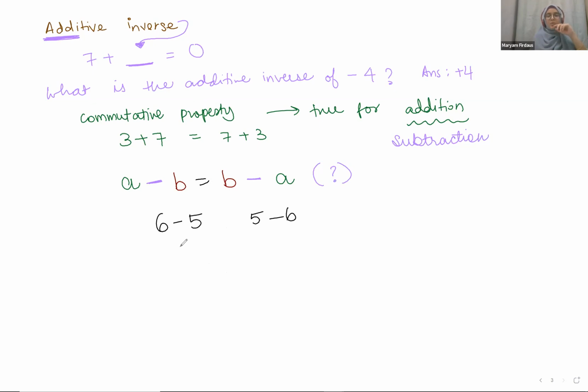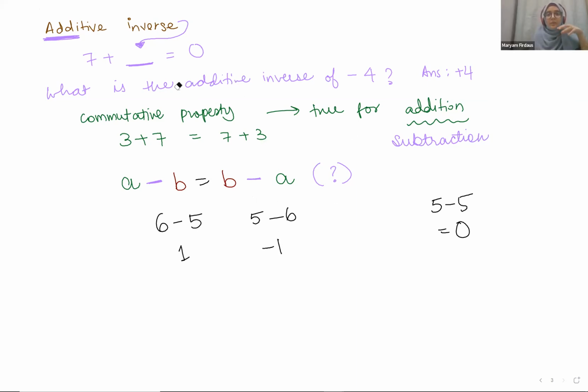So what is 6 minus 5? 1. And what is 5 minus 6? 0. Hiba, what is 5 minus 5? 0. 5 minus 5 is 0. So what is 5 minus 6? Minus 1. Very good, minus 1.